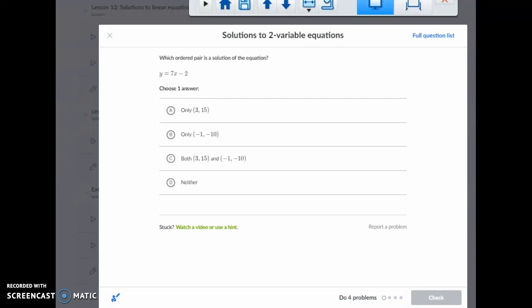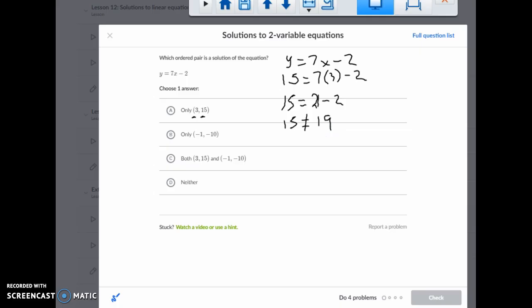So this skill is the solutions to two variable equations, and what you're doing is you're plugging in your x and your y to see if they work, to solve the equation. So here you plug in 15 for y equals 7x minus 2. You'd say 15 equals 7 times 3 minus 2 and see if that equals 15. So 15 equals 21 minus 2, and that's not going to be true because 15 is not equal to 19.